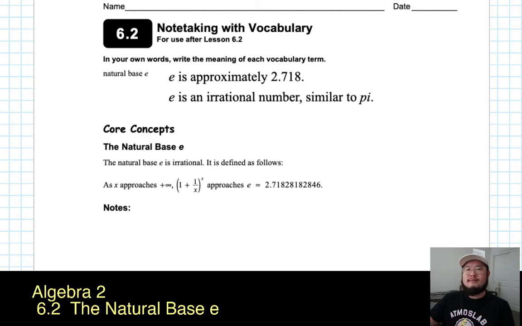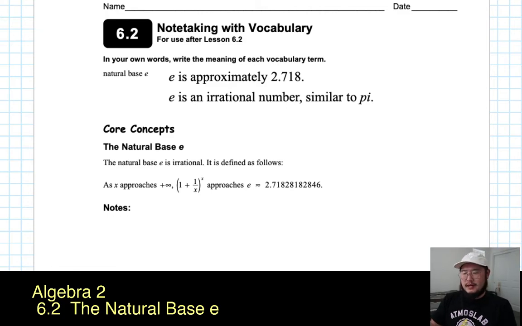In this lesson, we're going to take a look at section 6.2, which is the natural base e. On your calculator, you've probably seen the lowercase e in italics, and that is the function we're going to be talking about today. What exactly is e?